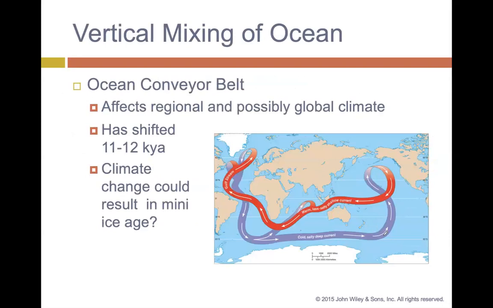The ocean conveyor belt affects regional and possibly global climate. It has shifted about 11 to 12 kilohectares, and the climate change could result in a mini ice age, potentially, some say.